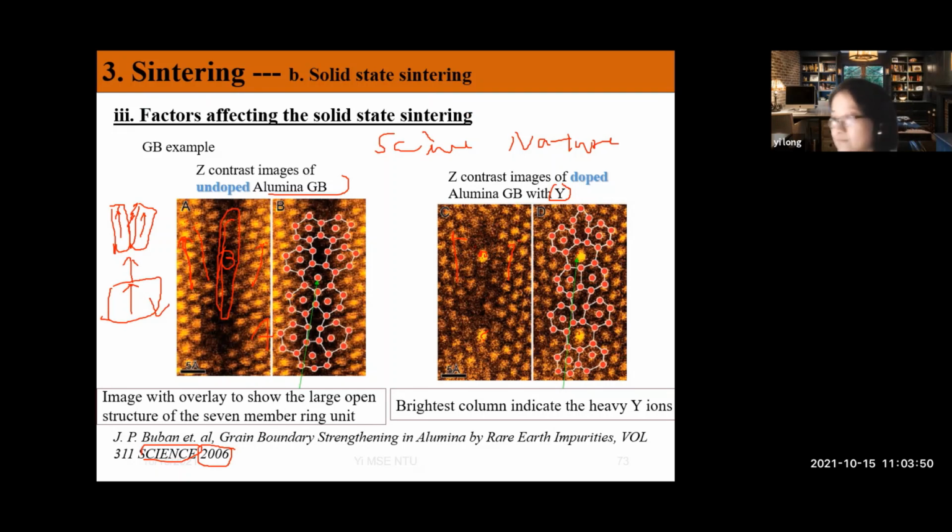So that's the thing. If you can dope some impurities, these impurities will stay in the grain boundaries to prevent the two grains, which were tilted before, from merging to become even one grain. Okay, so that is the impurities effect in this case.